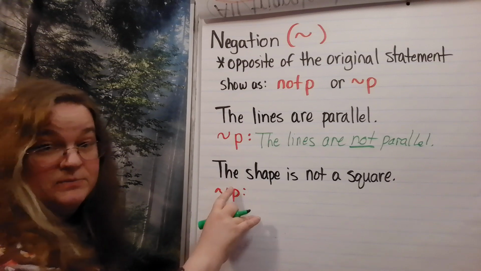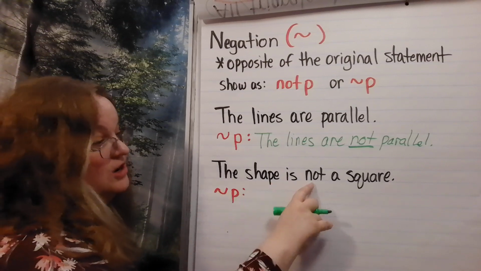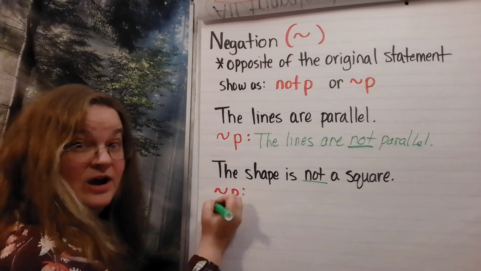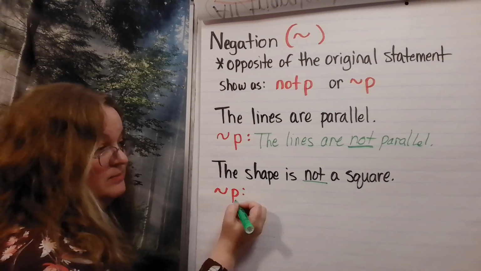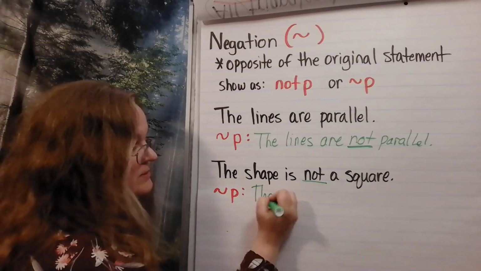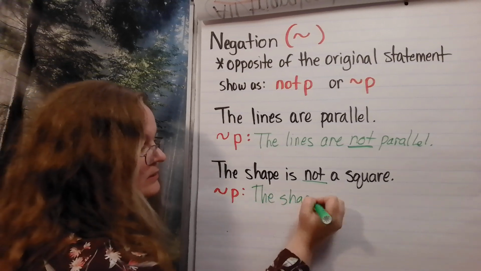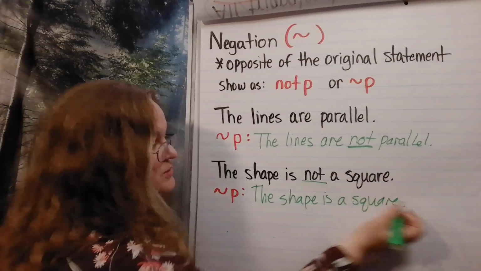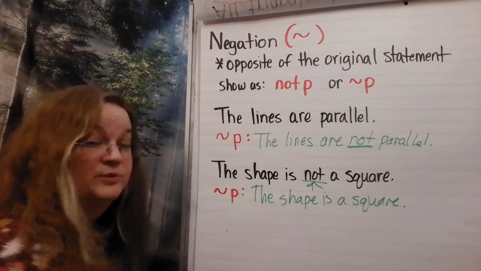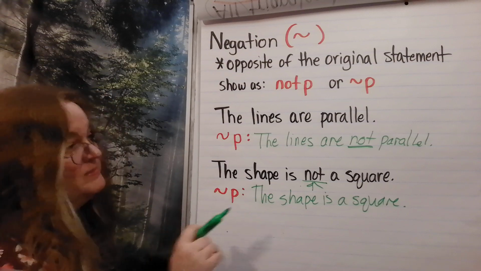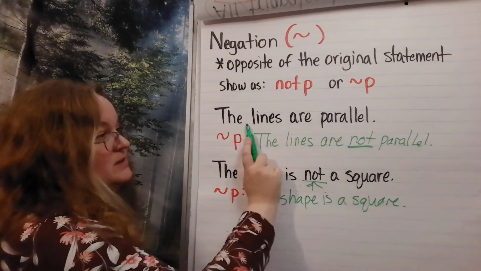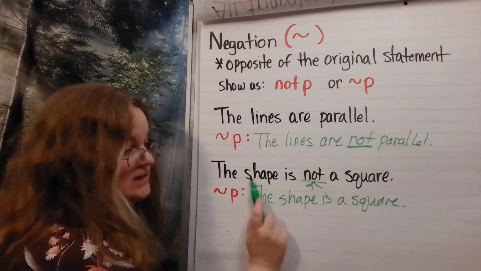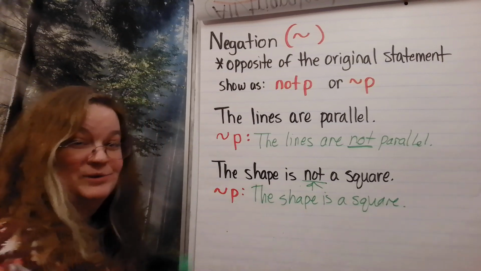On the second example, the shape is not a square. So the negation, the opposite of that, not P, is that the shape is a square. In this case, all I had to do was remove the not in order to get the opposite. So if it's a positive statement, there's no not, then I'm adding the not. If it's a negative statement, I'm removing it in order to get the opposite.